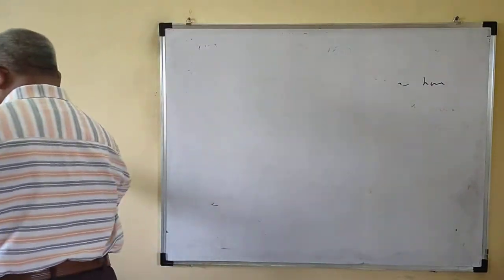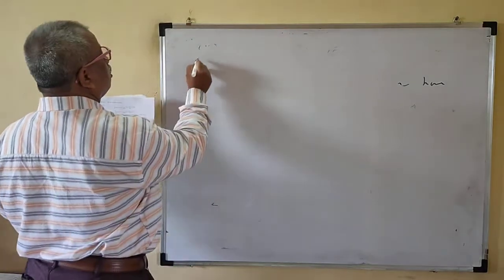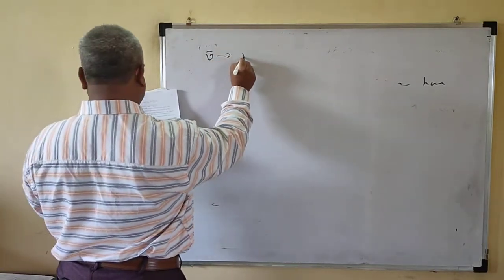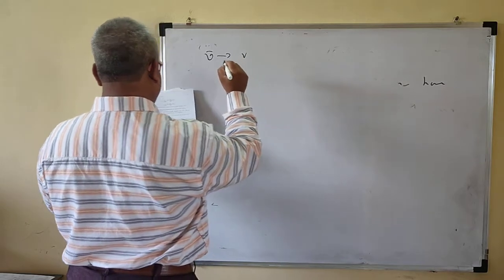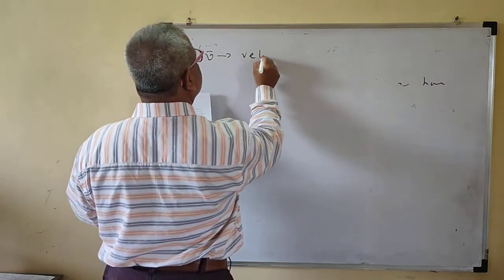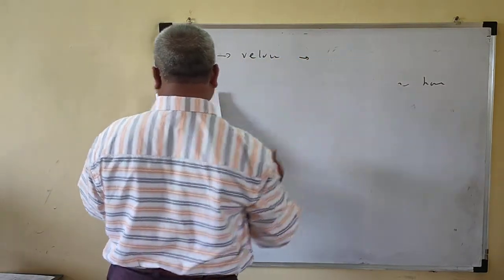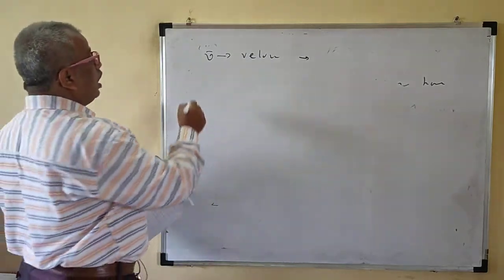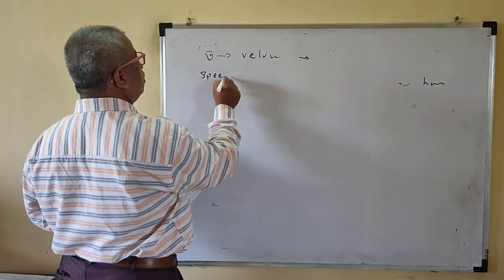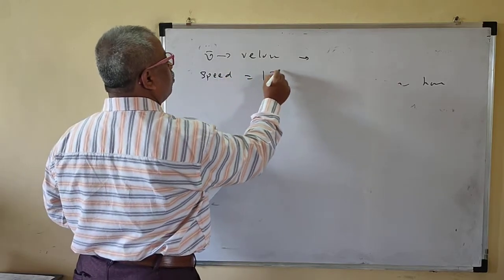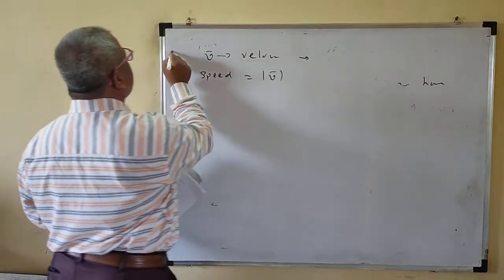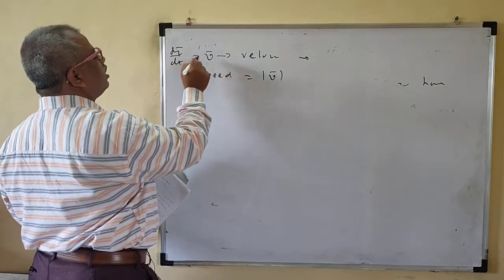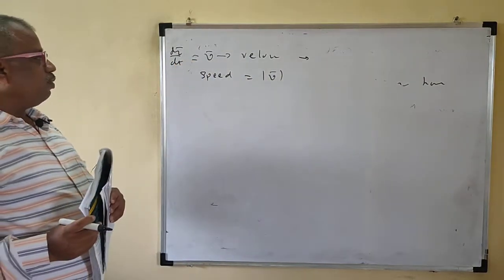So you should remember this. The v bar is what? The velocity. V is the velocity. This is also the direction of motion, and the speed is nothing but the mod of v bar. So dr bar by dt is nothing but v bar. It is nothing but the velocity.